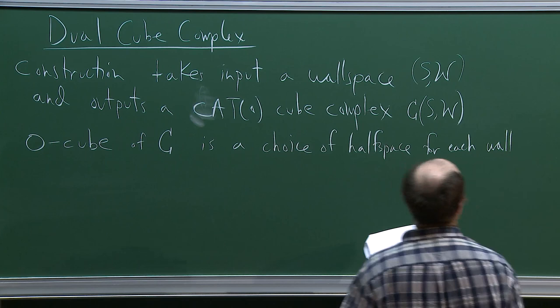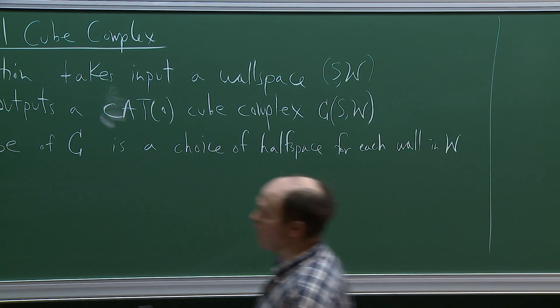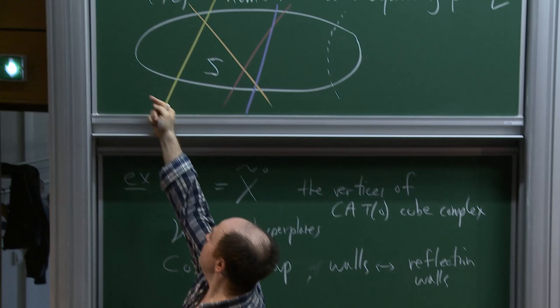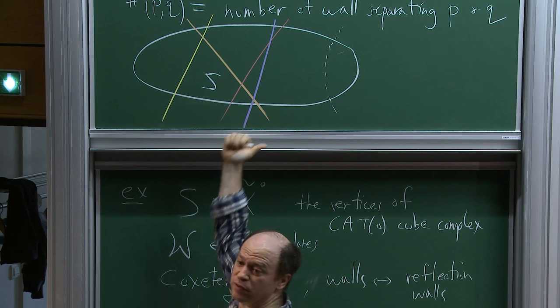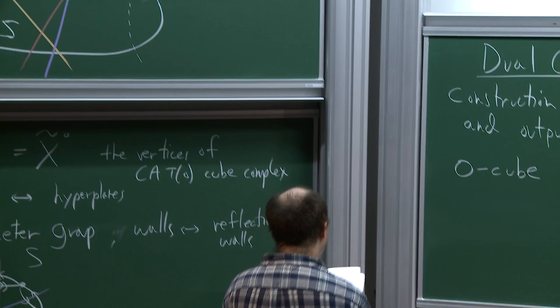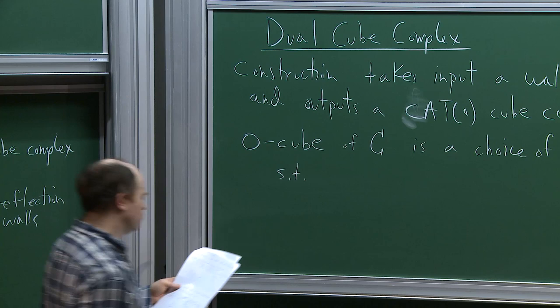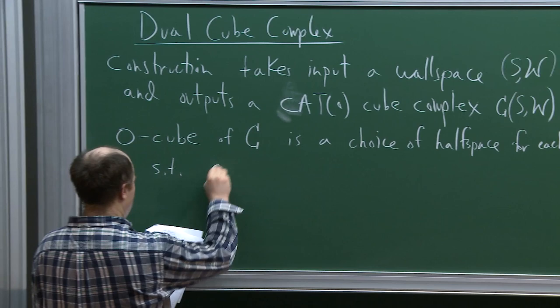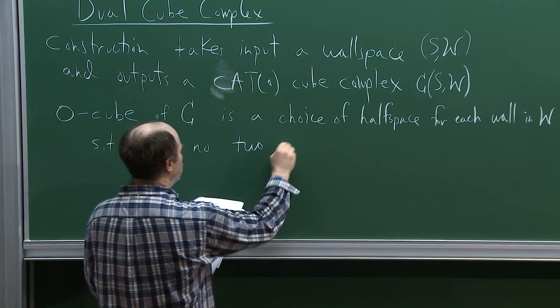So what do I mean by choosing a half space? Well, if you've got yourself a wall, you could say I'm going to choose the left half space for the wall, or I'm going to choose the right half space for the wall. So you need to choose a half space for each wall. And this choice has to satisfy two conditions. The most important one is that no two chosen half spaces are disjoint.